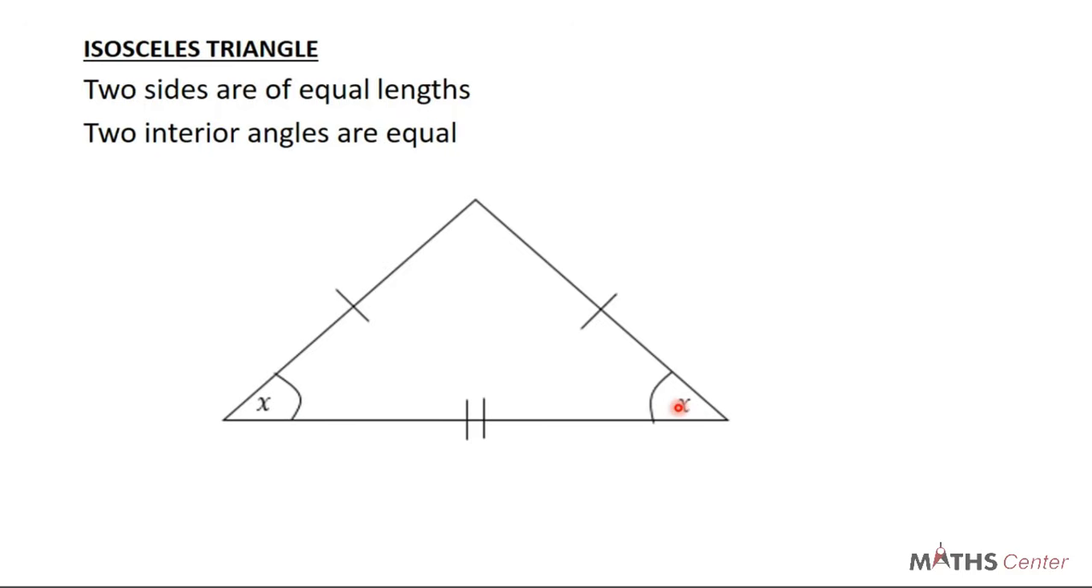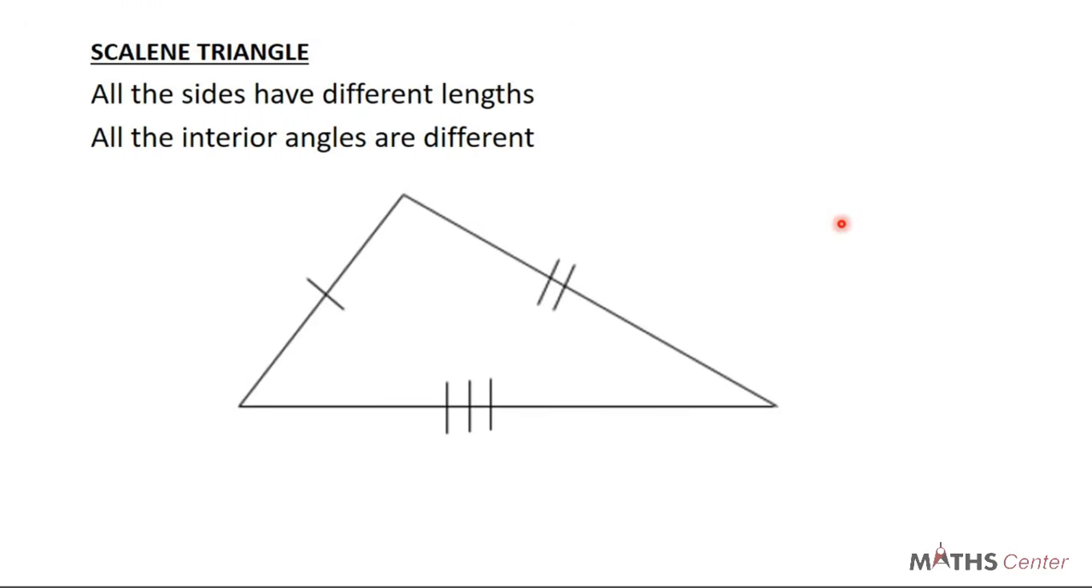So all you need to know about an isosceles triangle is that two sides are of equal length, and two interior angles are also equal. The interior angles that are equal are the angles formed at the base of the two sides that are equal. Let's consider the next type of triangle called the scalene triangle.